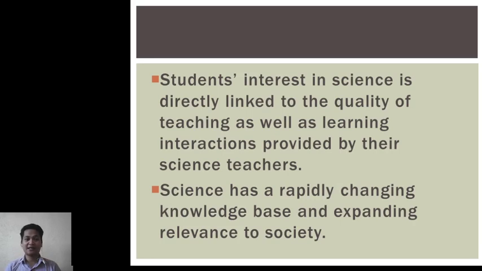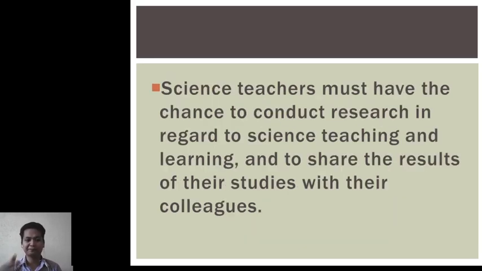Okay? Science is a rapidly changing knowledge base and expanding in relevance to society. That's true. Science is constantly and rapidly changing. What does it mean and what does it imply to us teachers? That science teachers must continuously update their knowledge when it comes to science, right? Or else you will become obsolete. You might be teaching obsolete knowledge already, so you have to attend seminars, read books, and so on and so forth. So you have to update your knowledge. You attend also your graduate school and so on and so forth. Okay, and science teachers must have the chance to conduct research.